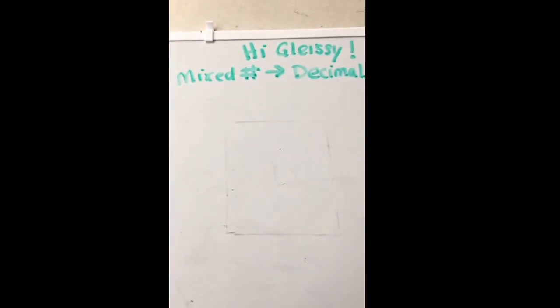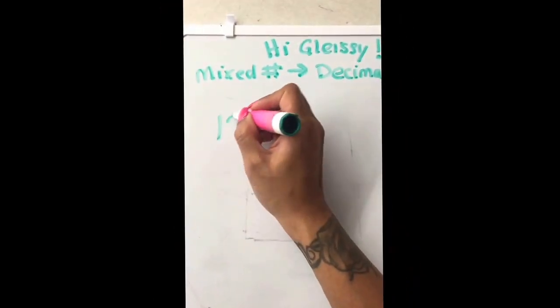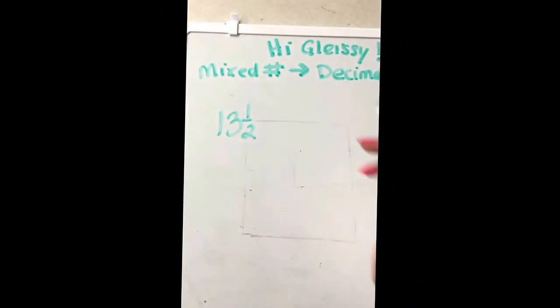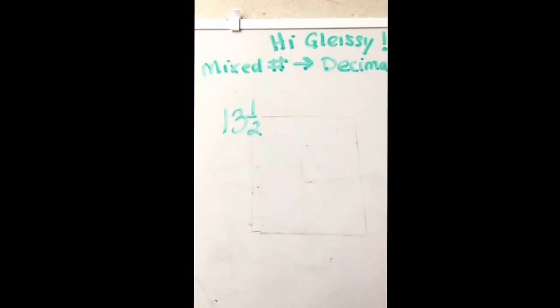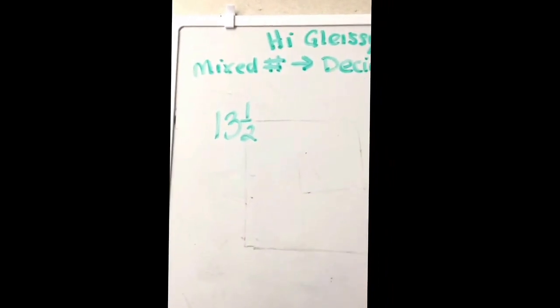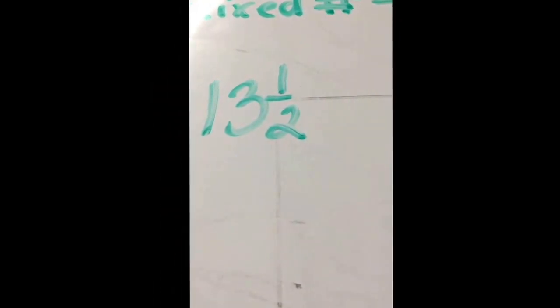So I'm going to use one of the problems from the homework. Let's say I have 13 and 1/4, and I want to change it to a decimal, probably because of working with calculators, and you may not have a fraction function on your calculator. So there are two ways I can see a kid doing this.